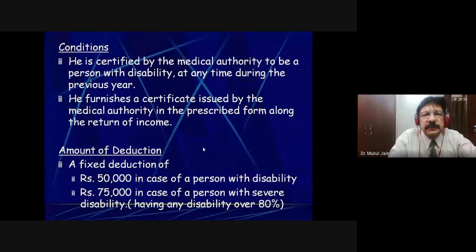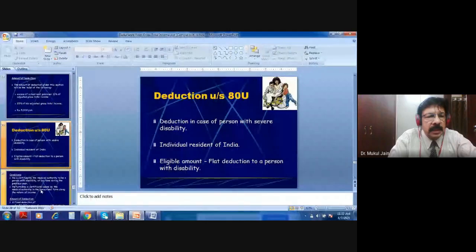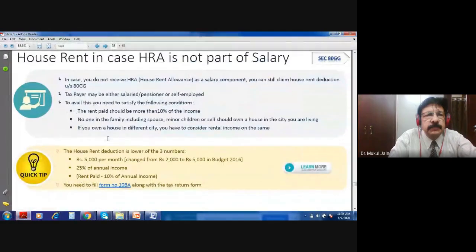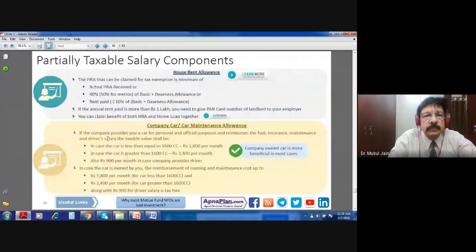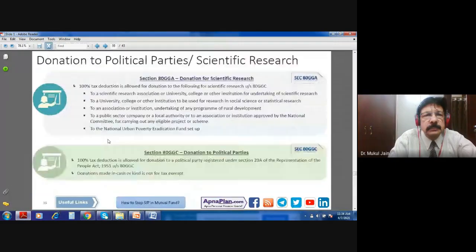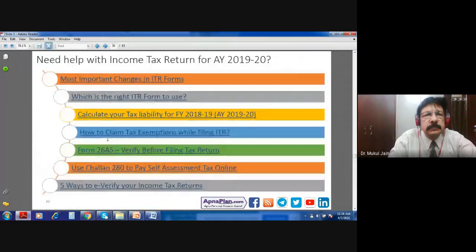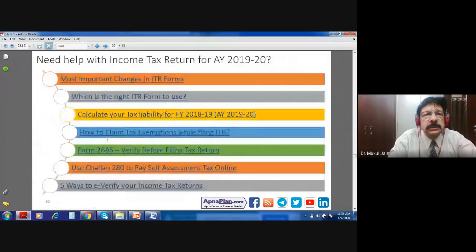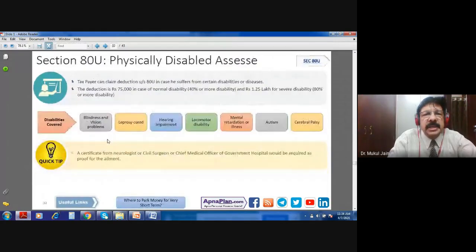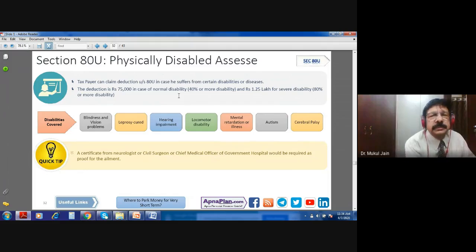Now we come to section 80U. Now 80U is also for physically disabled assessee. Section 80DD was also for disability. This is another section for disability.